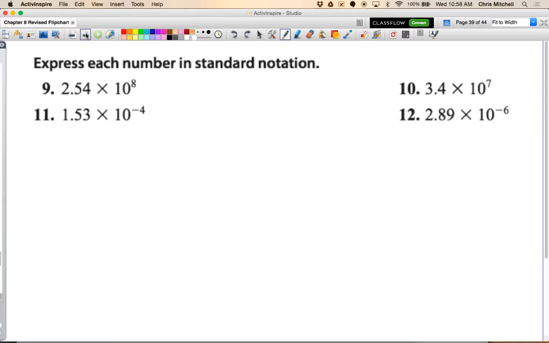All right, I'm going to go ahead and reveal the answers. Here we go. Number 9: 254 million. Wouldn't you like to have that much money? Number 10: 34 million.